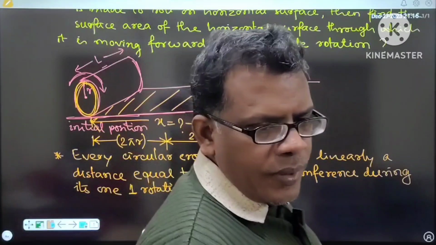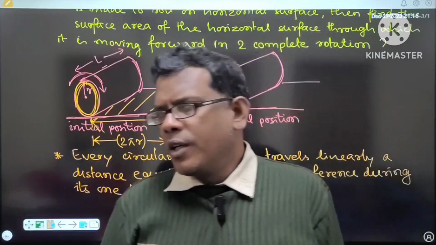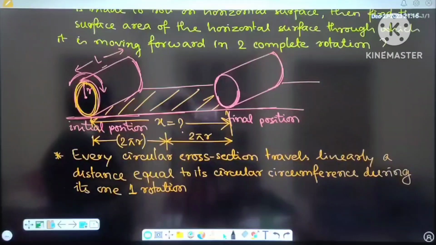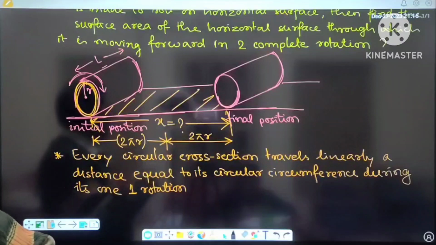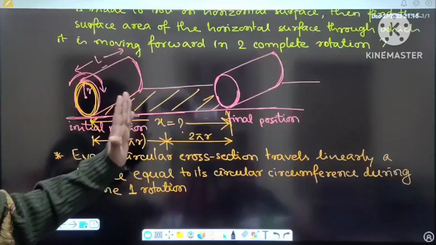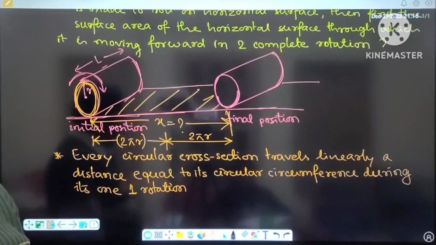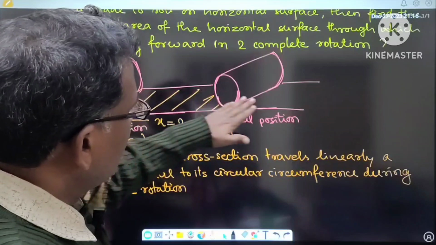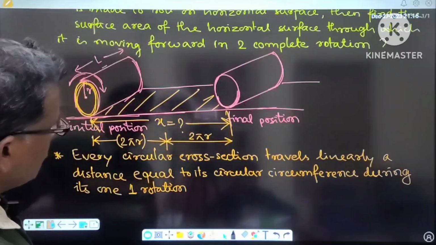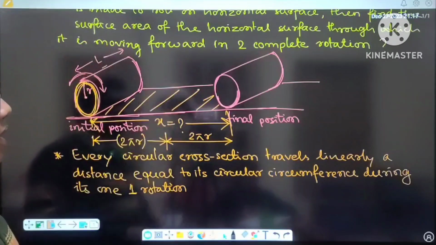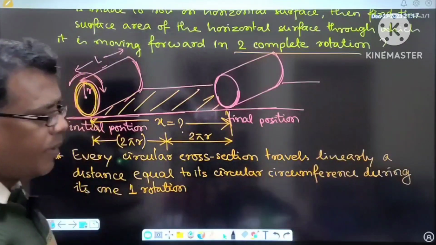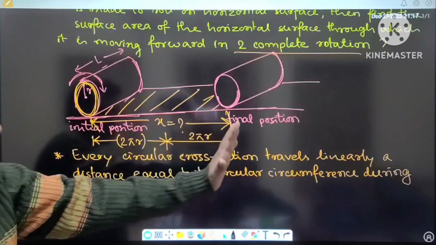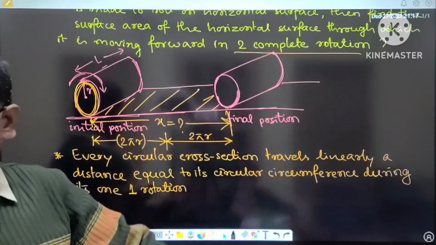So the distance through which it will move forward during the process of rolling, whenever a cylindrical body is rolled on a horizontal surface, in every complete rotation it will move forward by a length of 2 pi r. Got my point? I asked about the surface of the horizontal plane through which it is moving forward in two complete rotations, meaning in completing two rotations it is moving forward through 2 pi r plus 2 pi r.